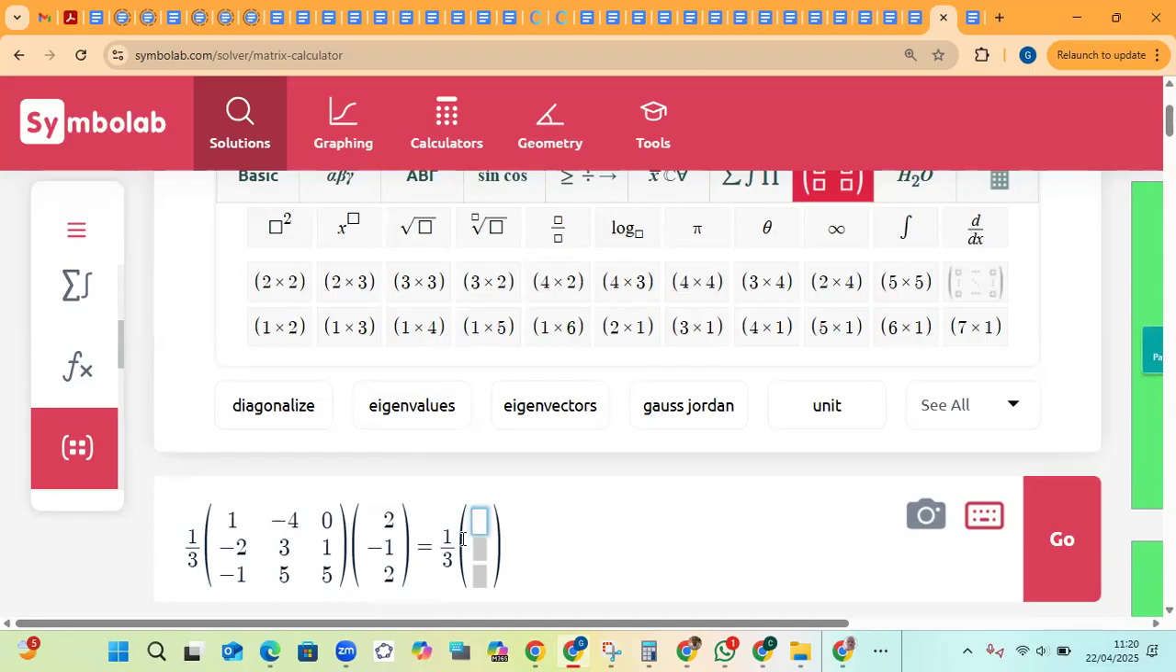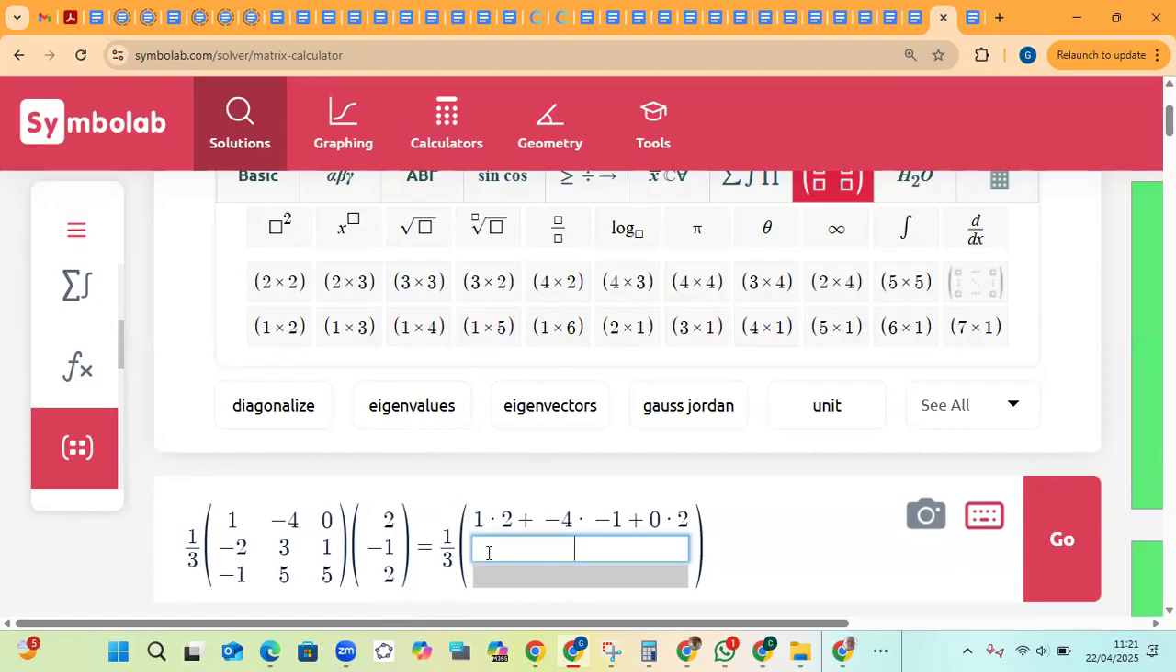Right. So now what we need to do is to multiply 1 times 2 plus negative 4 times 1 plus 0 times 2. Okay, that's the first row to that only 1 column. 1 times 2 minus 4 times 1. Minus 4 times negative 1. That's a negative 1. And 0 times 2. So it's always good to cross-check your answer.